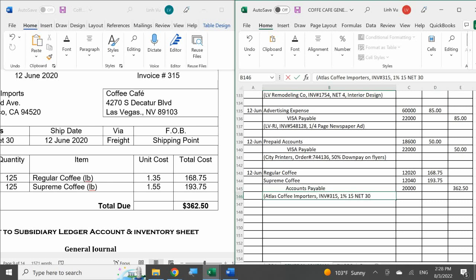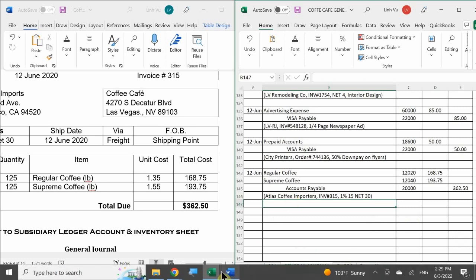Okay. And any other additional information do you think is necessary? Do you have to write that you have 125 pounds of regular and 125 pounds of Supreme? No, you can put that in the other places. Correct. Good. In this case, we already got the general idea that we received coffee from this person and we have to record a bill. Okay? Good. So let's go ahead and plug our numbers into our ledger.